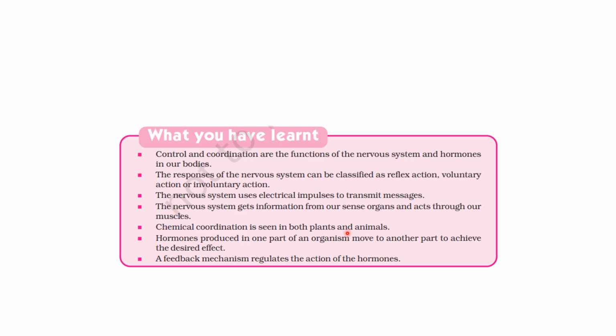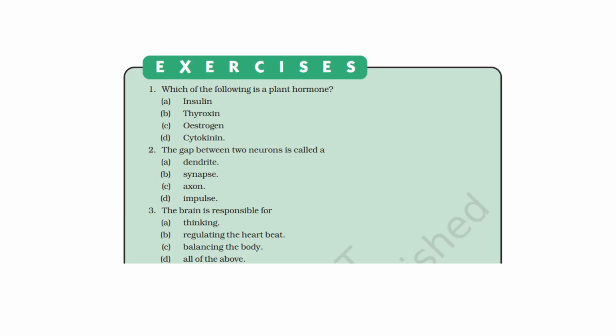Chemical coordination can be seen in both plants and animals. Hormones produced in one part of an organism, they move to another part to achieve the desired effect, right? And a feedback mechanism regulates the action of the hormones, right?